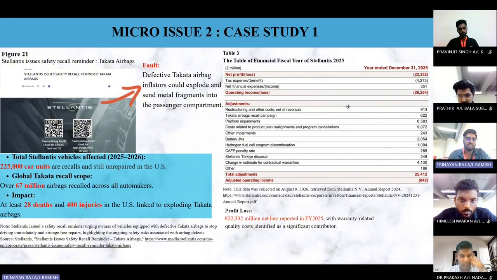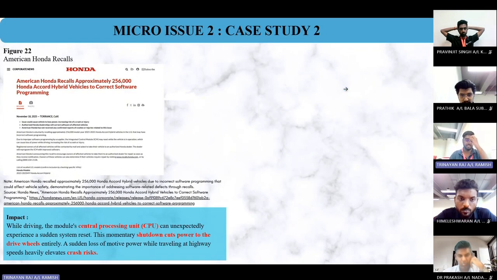This issue also affected the company financially. Table number 3 shows a 22.332 million net loss for the year 2025, with warranty-related quality cost contributing to the problem. So this case shows that poor quality can affect both consumer safety and the company. For the second case study, we have Honda.